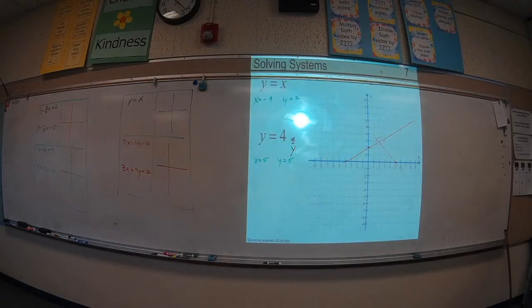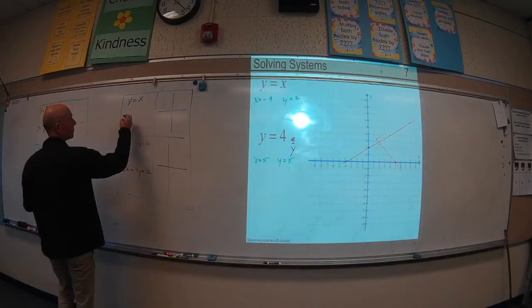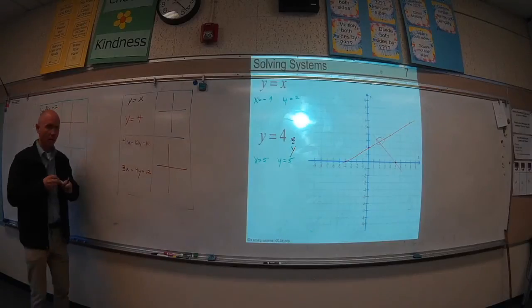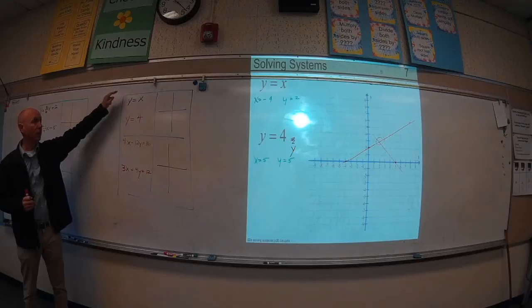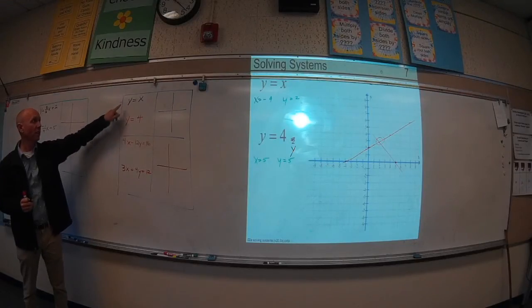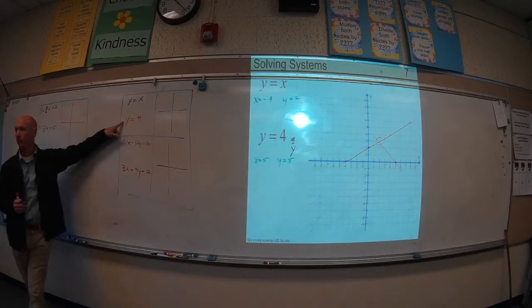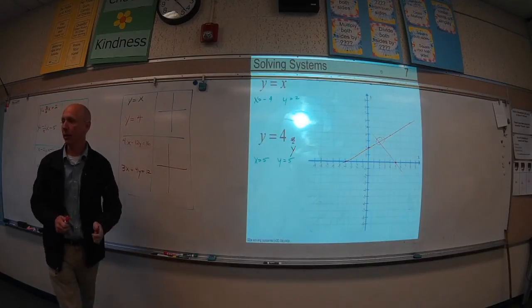Please turn your piece of paper over. On your piece of paper, in this box, write down the 2 equations for this. Y equals x, y equals 4. In the next box, draw a coordinate system and graph the system.